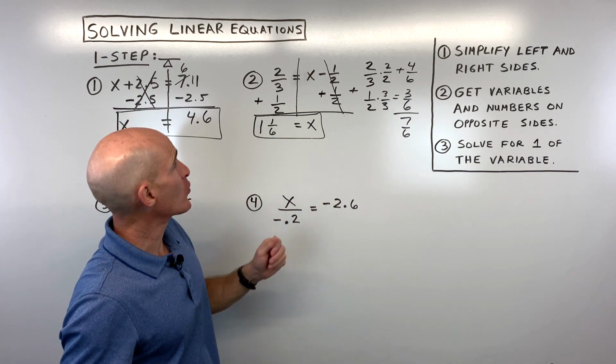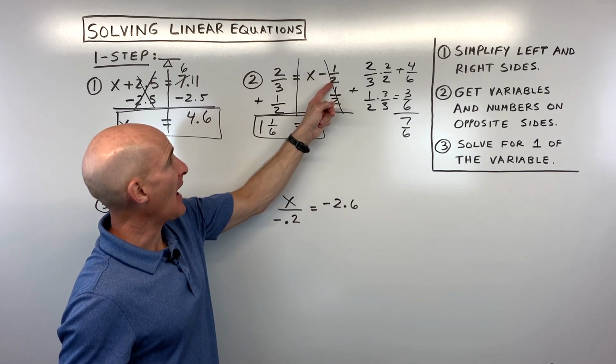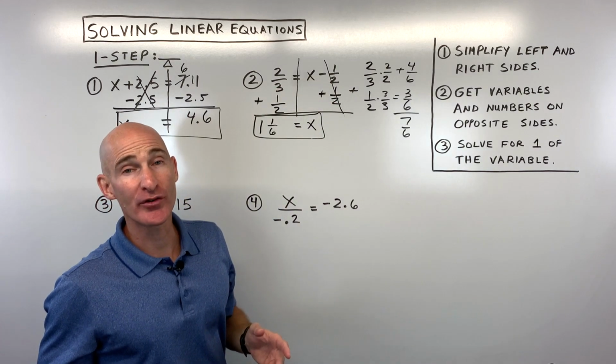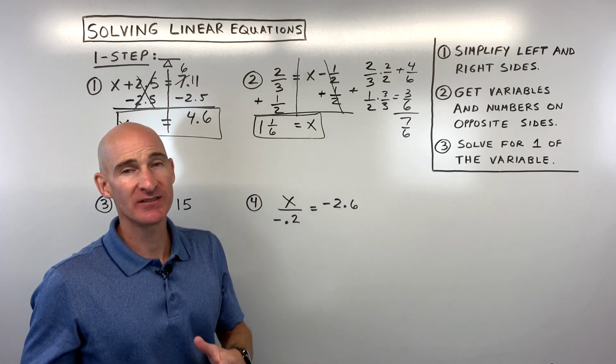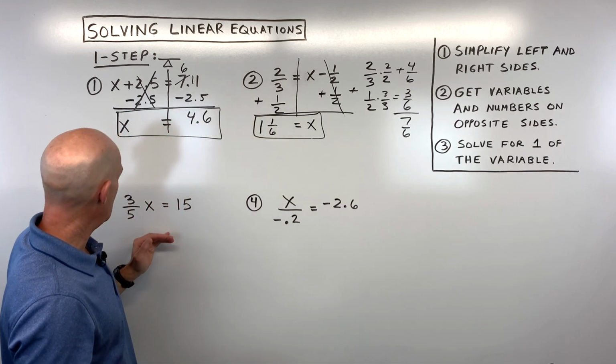Again, if you want to check your work, put that 1 and 1/6 back in for x, subtract a half, and verify that it equals 2/3. If it does, you know you got it right. If it doesn't, you know you're going to have to see where you made your mistake. Okay, let's go ahead and take a look at example number 3.